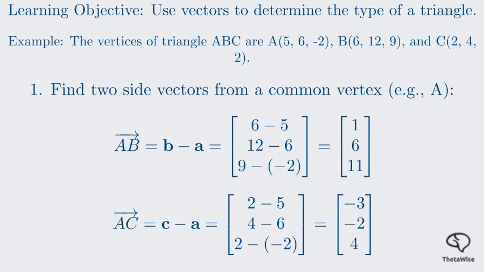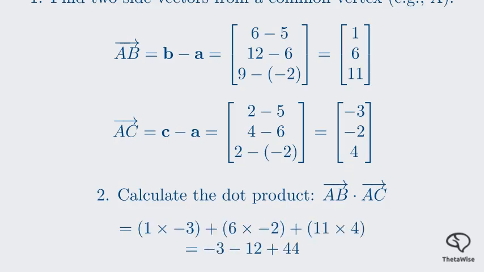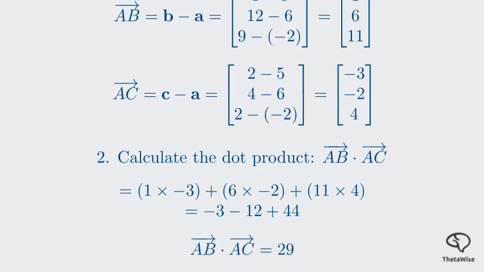Now, we will test for perpendicularity by calculating the dot product of these two vectors. The dot product AB dot AC is 1 times 3 plus 6 times 2 plus 11 times 4. This equals 3 plus 12 plus 44. The result is 59, which is not 0. This means the angle at vertex A is not 90 degrees. So, the triangle is not right-angled at A.